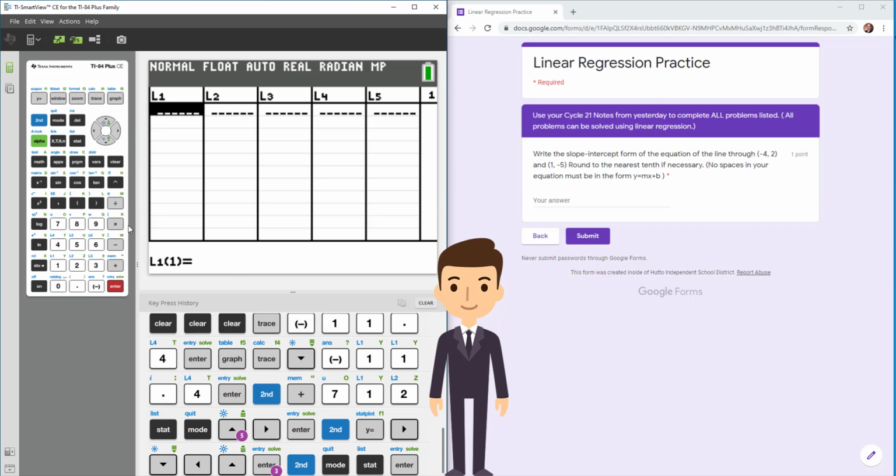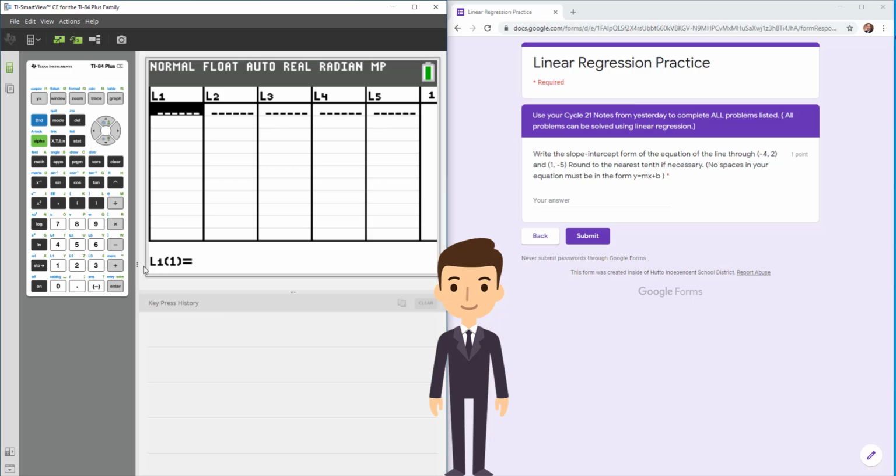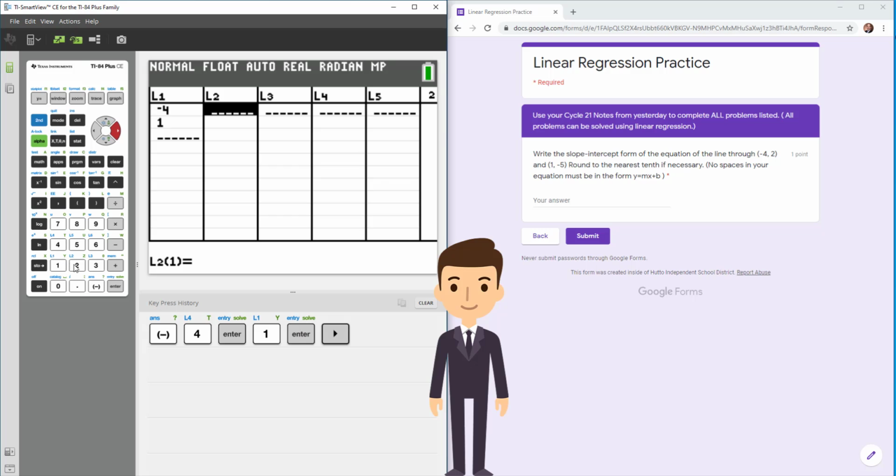You should get really, really comfortable with those things. I'm going to actually clear all this here. So I'm going to hit -4 and 1, okay? And I'm going to hit 2 and -5, okay? All right, so now that I have my points in there, basically my x's and my y values, right?